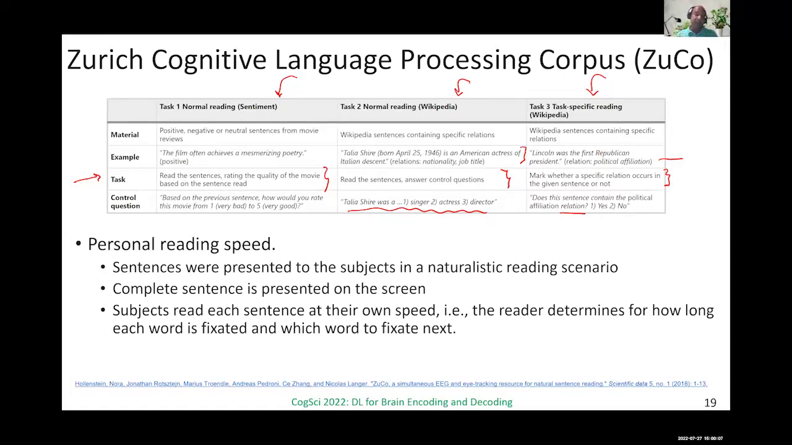The interesting part about this data set is, unlike other data sets where you have limited time given to participants, here people could read at their own personal reading speed, and whenever the answer was provided by the subject, they were moved to the next question or the next stimulus.